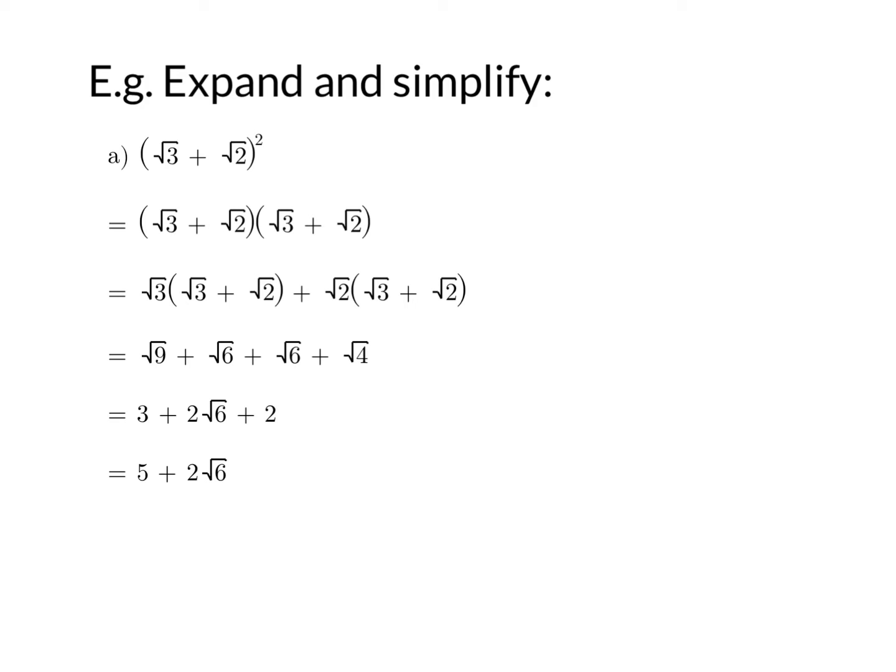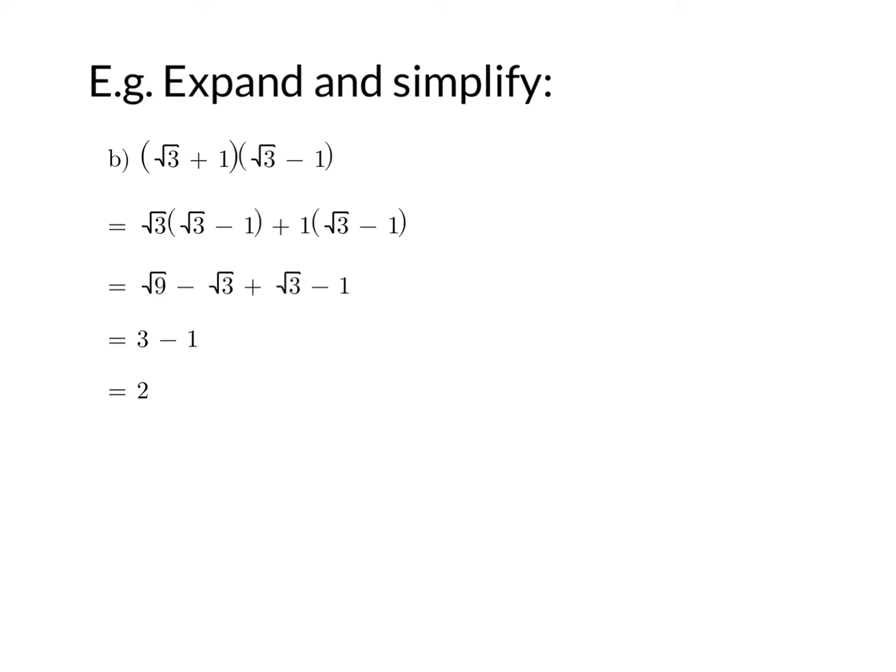Simplifying, so the square root of 9 is 3, surd 6 plus surd 6 is 2 surd 6, and the square root of 4 is 2. Collecting like terms there, 3 plus 2 is 5, and you get 5 plus 2 surd 6.